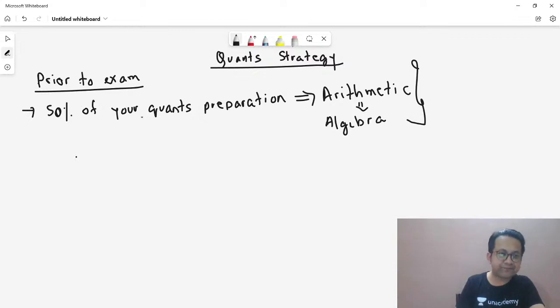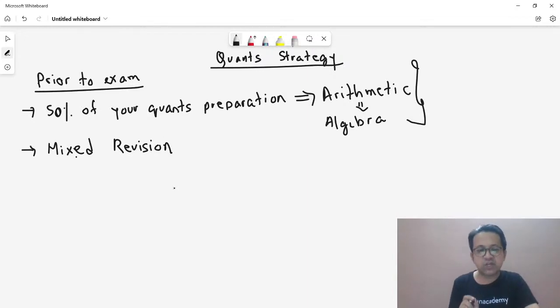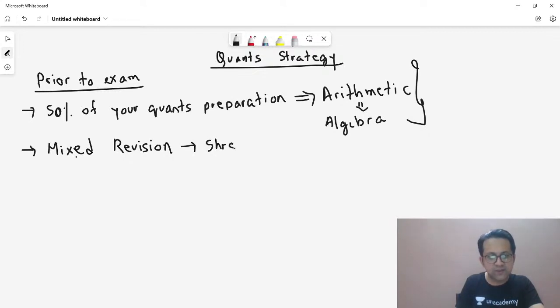Having said that, the next thing that is important is in these last few days, do mix revision. What do I mean by mix revision? Mix revision means you got to be practicing, not chapter wise, but mixed questions. So today, if you sit for, let's say, you want to study today for 5 hours. In the 5 hours, divide the time slot.